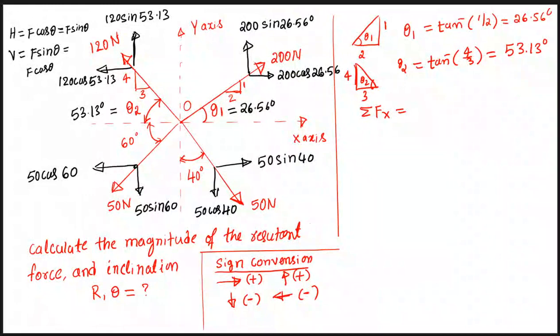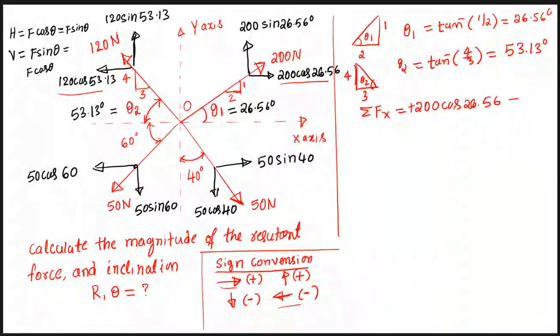So now, according to this sign convention, I am considering sigma Fx. Sigma Fx means the summation of forces acting along the x direction. This force acts along the x direction, acting from left to right, hence it is positive. So positive 200 cos 26.56, plus the next force here, 120 cos 53.13, which is acting in the negative direction. According to my sign, it is minus.